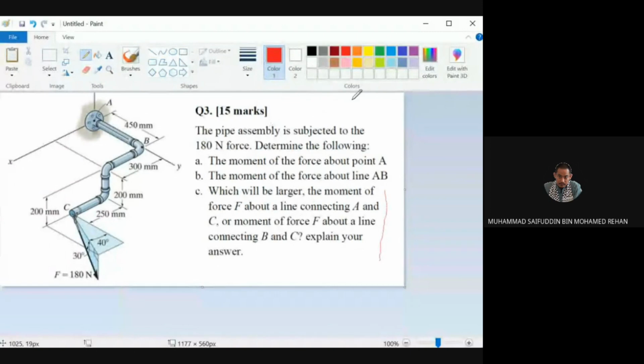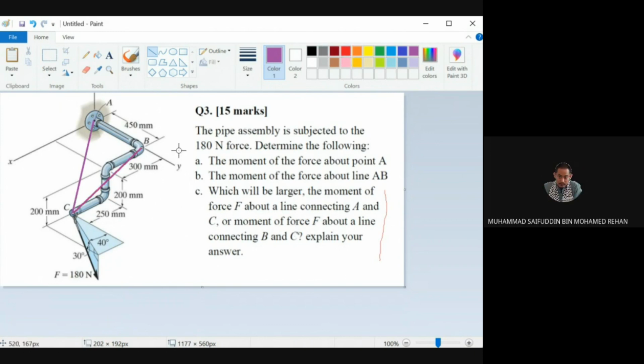So there are two moments to compare. One is the force about the line connecting A and C, meaning this axis here. The other is the line connecting B and C, which is this one. So there are two different lines, and if we compare the moment of this force about this line and about this line, which one is larger? That is what is stated in the question.